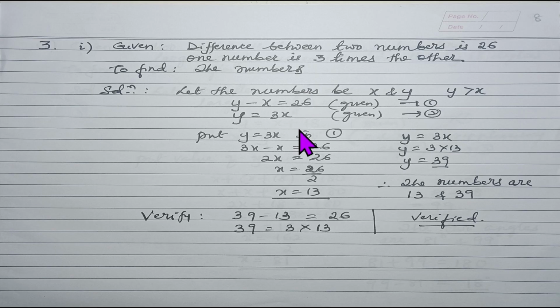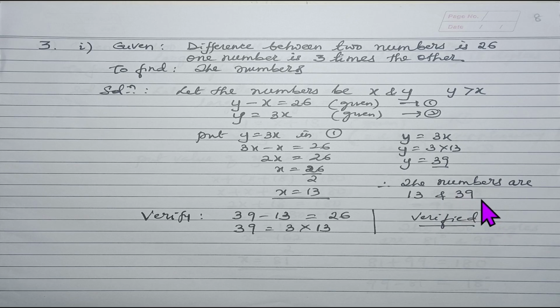Now let us solve these two equations. Now put y is equal to 3x in equation number 1. So when I put y is equal to 3x in equation number 1, we get 3x minus x is equal to 26, 2x is equal to 26, x is equal to 26 by 2, x is equal to 13. So if x is 13, then put the value of x in equation 2, y is equal to 3x, y is equal to 3 into 13, y is equal to 39, and naturally, the two numbers are 13 and 39.